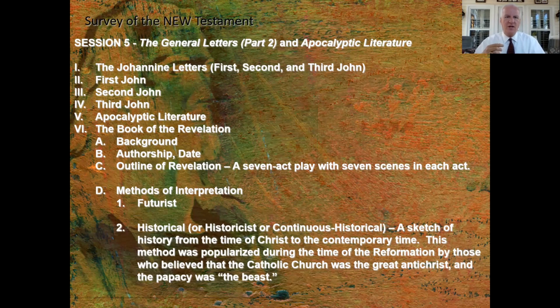Another way of interpreting Revelation is the historical method, or sometimes it's called the historicist, or the continuous historical method. And this is a way of interpreting Revelation as a sketch of history from the time of Christ to the contemporary time. This method was popularized during the time of the Reformation by those who believed that the Catholic Church itself was the great Antichrist and the papacy was the beast. Not too many people hold to that view anymore, but it was made popular in the 16th century.